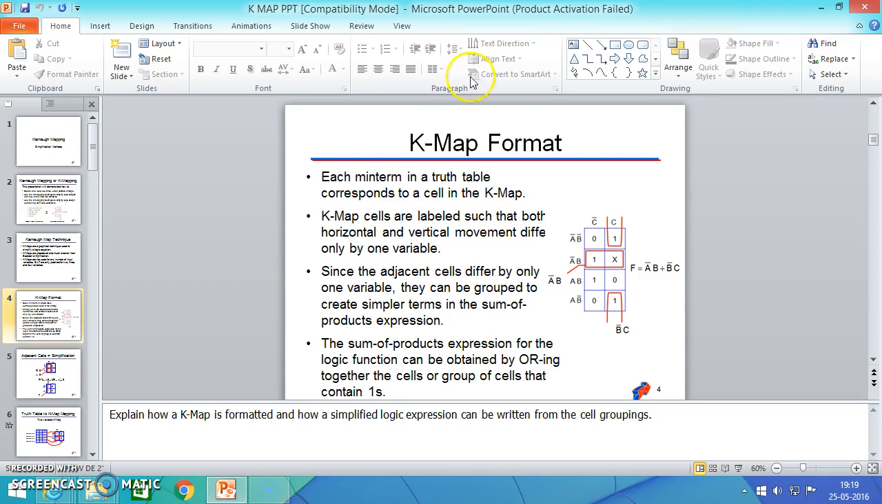K-map cells are labeled such that both horizontal and vertical movement differ only by one variable. Since the adjacent cells differ by only one variable, they can be grouped to create simpler terms in the sum of product expression. The sum of products expression for the logic function can be obtained by ORing together the cells or groups of cells that contain 1.